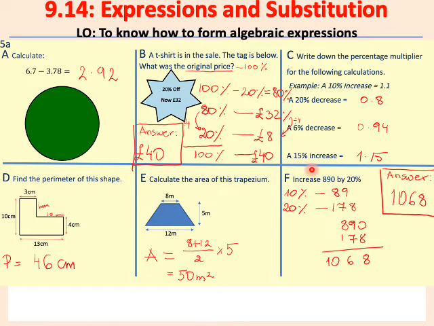Then for increase 890 by 20%. So if we say that 890 is 100%, divide that by 10 and we can get 10% is 89. So then we do 2 lots of that, 178, and it says that we're increasing it by 20%. So we have to do the 890 added to the 178.